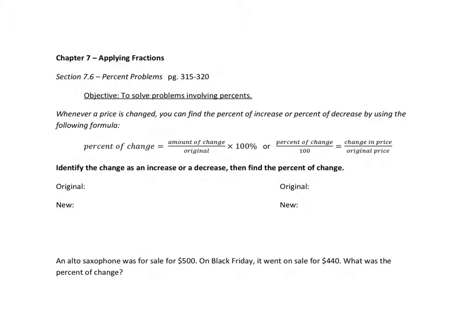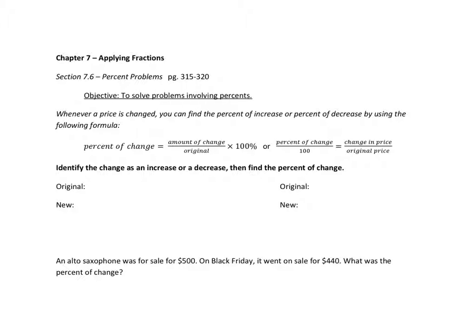That formula that we put in your toolkit entry is also on your notes. So if you notice where it says percent of change equals amount of change over original times 100, that's the formula that we put in your toolkit. There is a second one, and it is an equivalent equation. It means the same thing, but instead of putting percent of change over 100, they multiplied both sides by 100 and stuck the 100 over here.